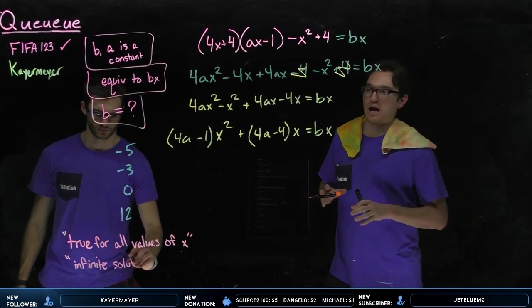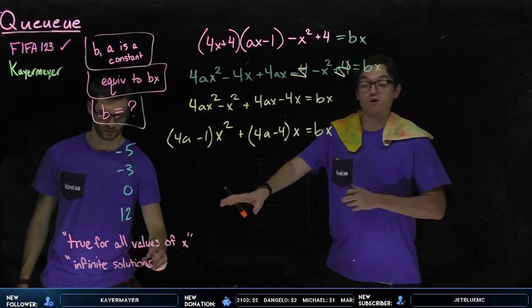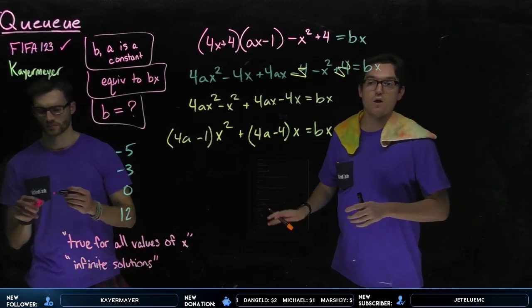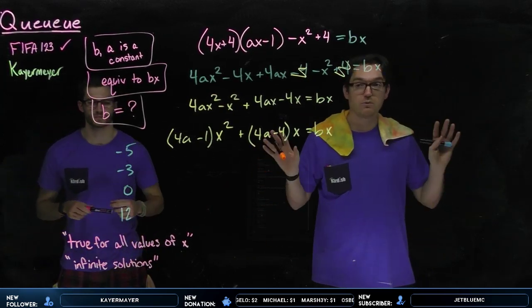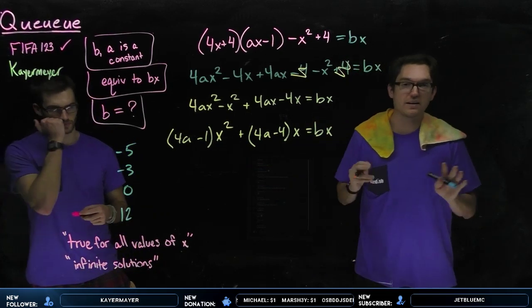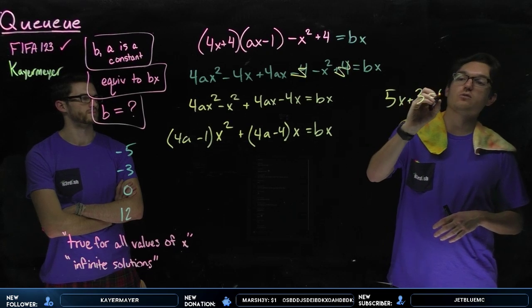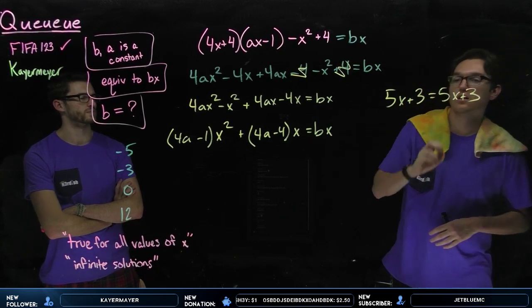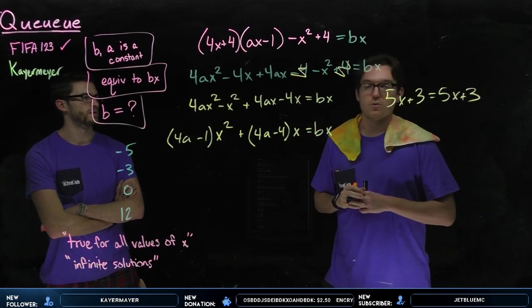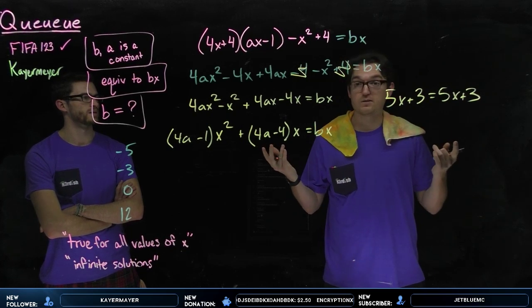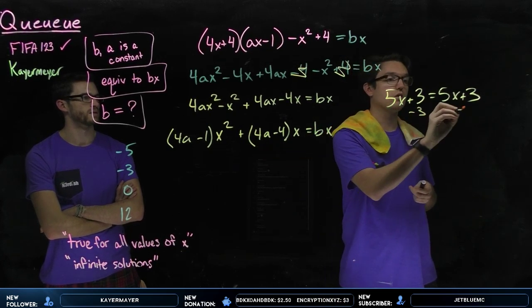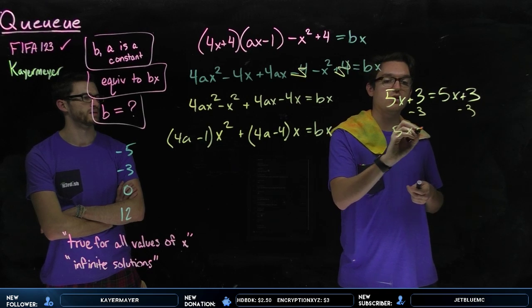Okay, here's what's going to happen. If this works for all values of x, which is usually what you see, that means you can set the left side equal to the right side. The reason for that, let me show you a quick thing. Let's say I had this equation: 5x plus 3 is equal to 5x plus 3. How would you solve this? Well, you might say, let's subtract 3 from both sides. That's going to be 5x is equal to 5x.